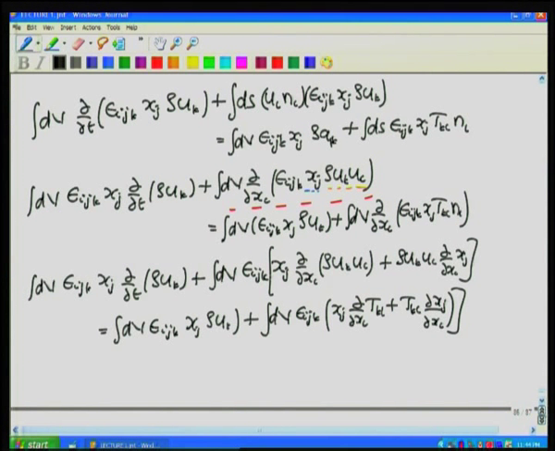Now, in this partial x_j by partial x_l, if j is 1 and l is 1, it is 1; if j is 1 and l is 2, it is 0. If j and l are the same, it is 1, and if j and l are different, it is equal to 0. So, I can write this simply as partial x_j by partial x_l equal to delta_jl. Similarly, on the left hand side I have partial x_j by partial x_l, which is also equal to delta_jl. So, both of these are equal to delta_jl.